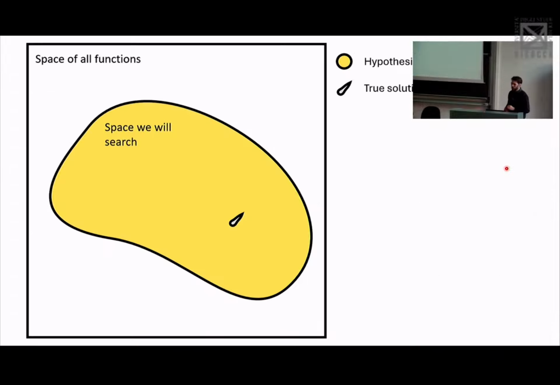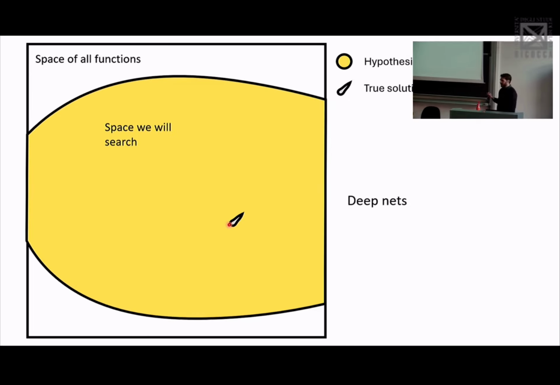So what we want to do is basically look for a needle in a haystack. We have the space of all functions that exist in the world. We have a space where we are searching, whether we realize it or not, that's important, and we have a solution somewhere here, which is the needle in our haystack. With a deep neural network, if it's deep enough, you really cover almost all of the space, which, by the way, makes the search even more complicated.